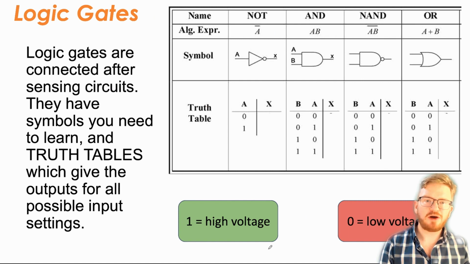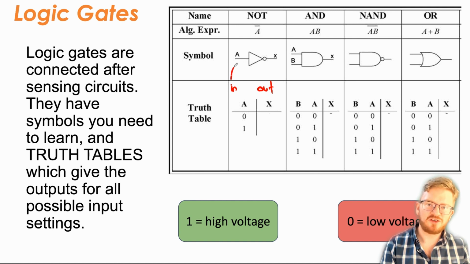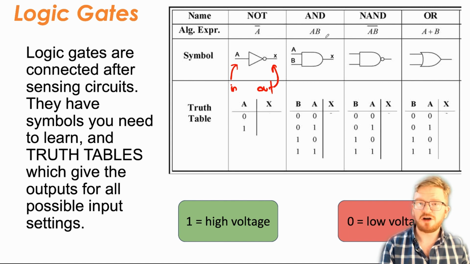Okay, so let's think about a logic gate. A logic gate is something that can be connected to a sensing circuit, and it will give you different types of outputs. We represent them as a truth table. One side shows what we're putting in, and an X side shows what will come out of that logic gate. There are 4 types of logic gates that you need to know for CIE. There are other types of logic gates as well, but you don't need to know them for CIE IGCSE.